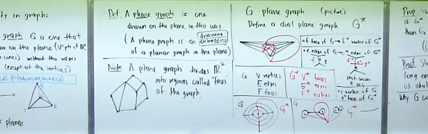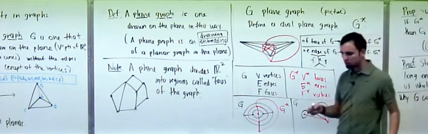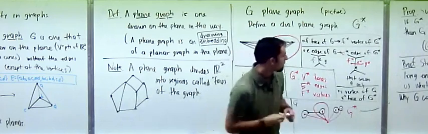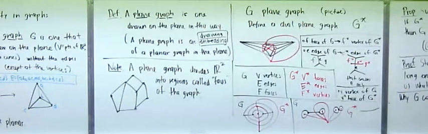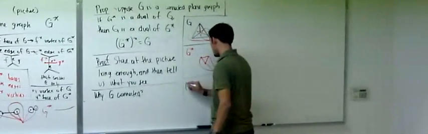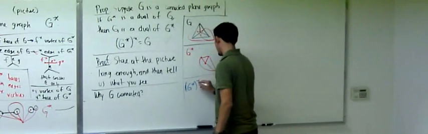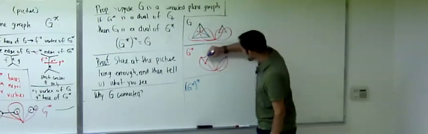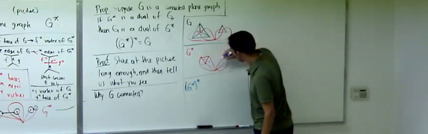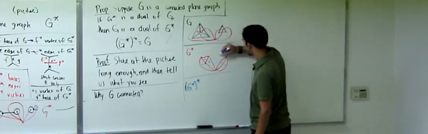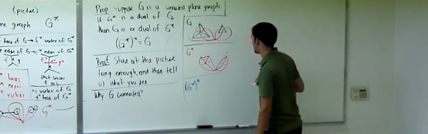Let's see what happens when you go and take the dual of this one, G star star. Maybe I'll use a different color because I think this one is not going to show very well. G star star. So vertex here, vertex here, vertex here, vertex here, here, and here.